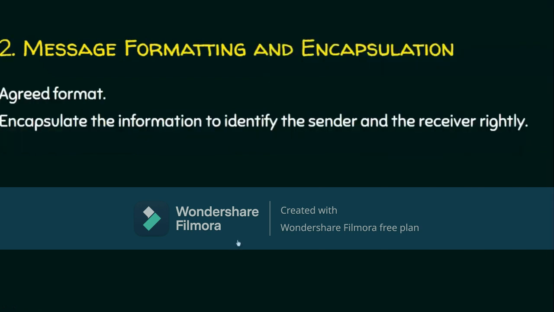We shall see the second element of the protocol, that is message formatting and encapsulation. Both sender and receiver must mutually agree upon certain formats, which we call formatting. At the same time, when the receiver receives some data, it should identify who has sent this data. We are going to add some information with the data in order to identify the sender and the receiver. So we are not going to just send data as such. We are going to encapsulate certain things like the source information and the destination information with the data, so that the right sender and receiver are identified.